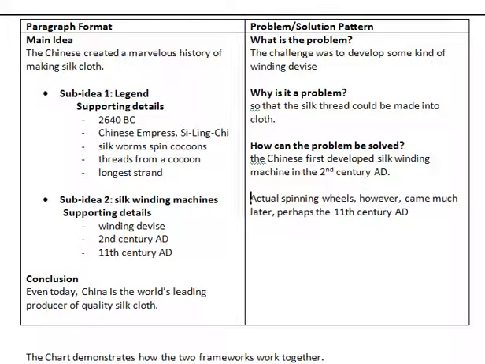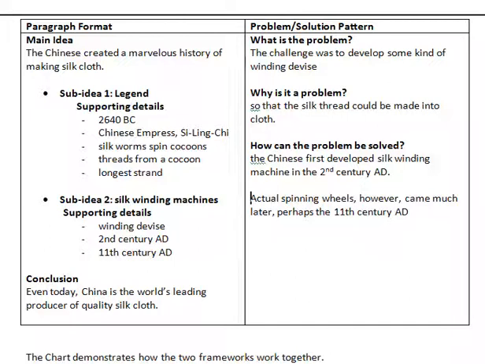Paragraph format. Main idea. The Chinese created a marvelous history of making silk cloth. Sub-idea 1. Legend. Supporting details. 2640 BC. Chinese Empress Sealing Chai. Silkworms spin cocoons. Threads from a cocoon. Longest strand. Sub-idea 2. Silk winding machines. Supporting details. Winding device. 2nd century AD. 11th century AD. Conclusion. Even today, China is the world's leading producer of quality silk cloth.